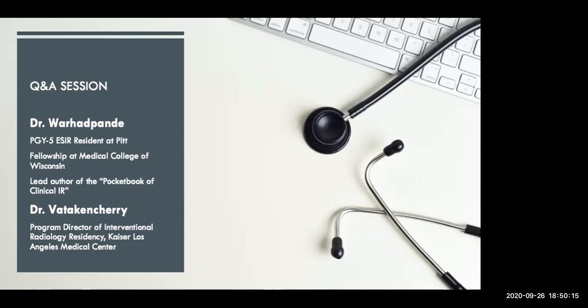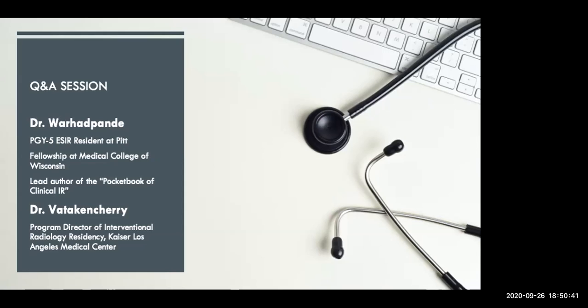In considering IVC filters for some of these more proximal thromboses, and we talked about caval thromboses, how far up the IVC would you be willing to consider placing a filter? How proximal is too proximal for placing an IVC filter before you run into risk of getting too close to the right atrium?